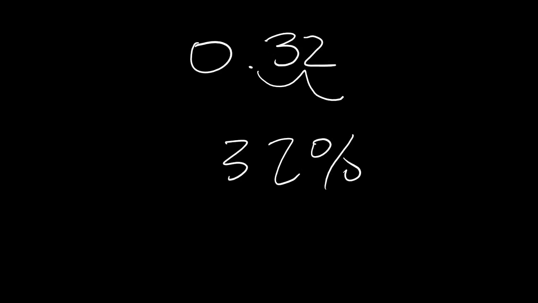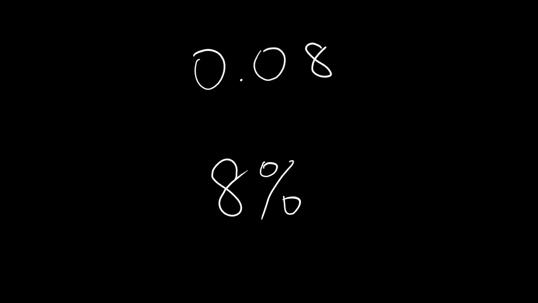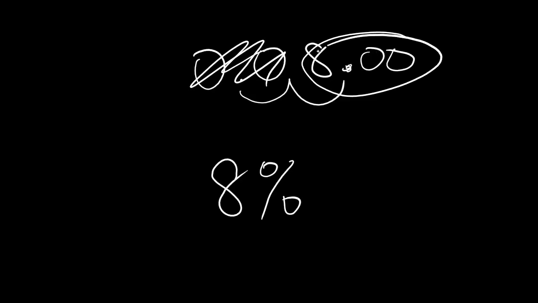Okay, let's do a couple more examples. 0.32. What percent is that? Very easy. That's 32%. You move the decimal point twice, and you end up with 32. Okay, let's do a bit trickier one. 0.08. What percent is that? If you said 8%, you'd be correct. This is not 80%, because if you move the decimal point twice, 8.00. 8%.